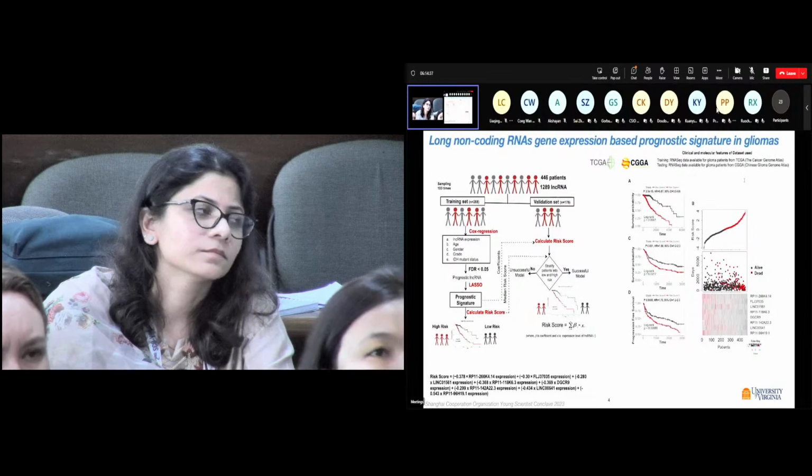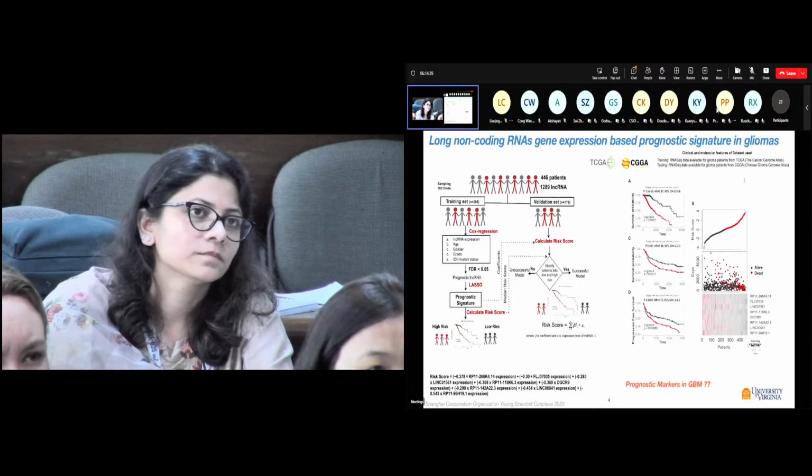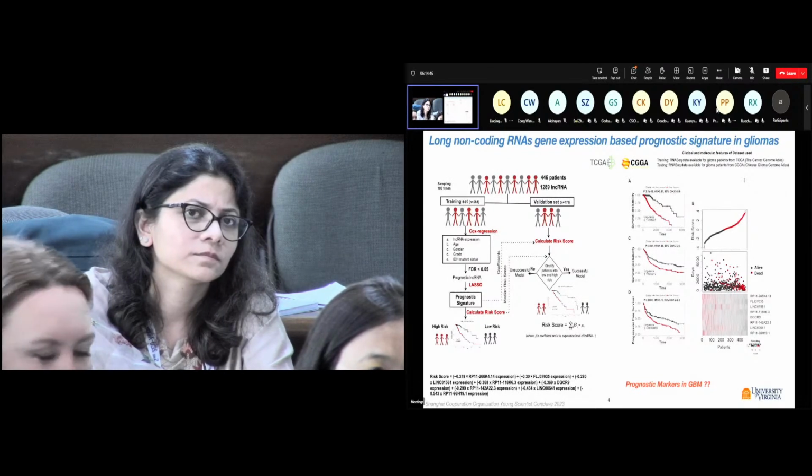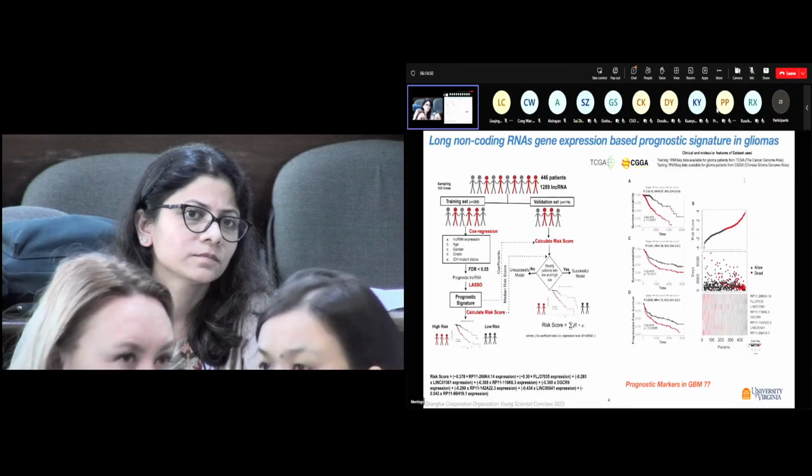So this is about low-grade gliomas. What about glioblastoma? I was unable to find any good prognostic signature for glioblastoma, probably because of less number of patients in the TCGA data set, or because of the aggressiveness of this disease.